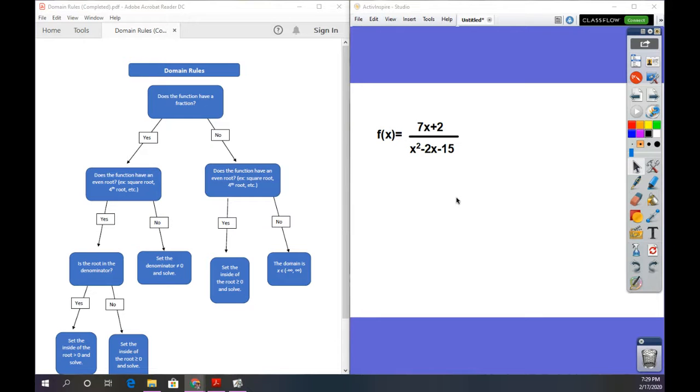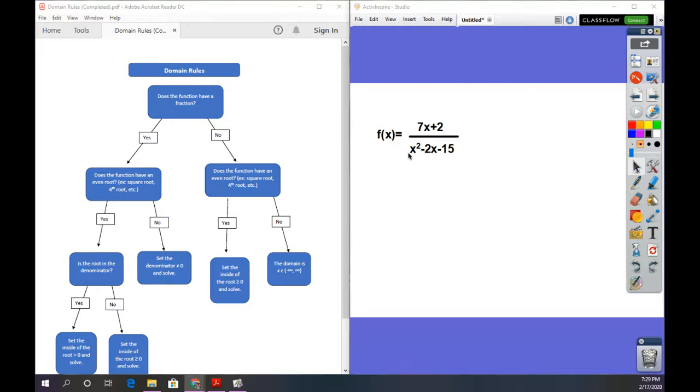So in this video, I'm going to show you how to apply the domain rules when there are fractions as well as fractions and roots involved. In this first example, we have a fraction. So does the function have a fraction? Yes, it does. Does the function have an even root? There are no roots involved in this, so we go to no.